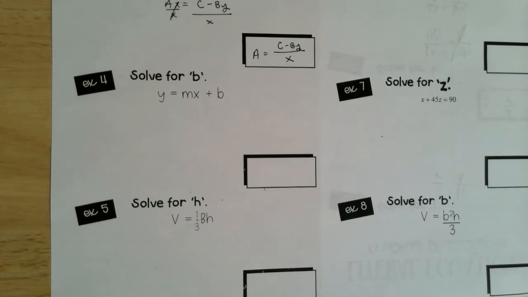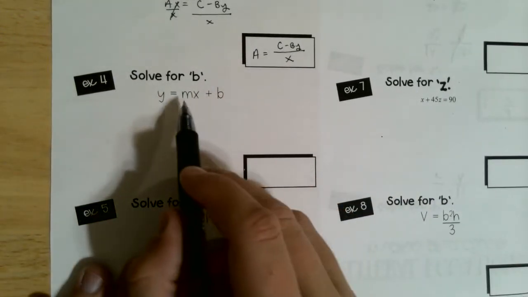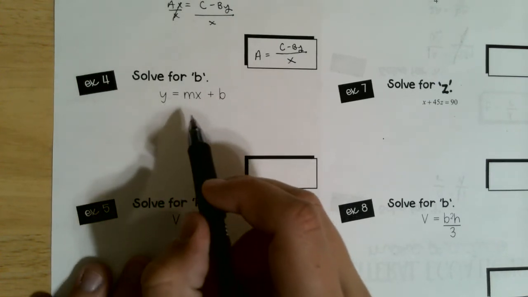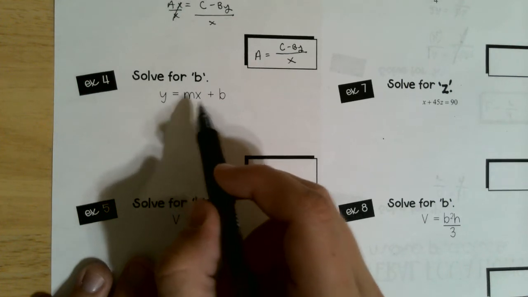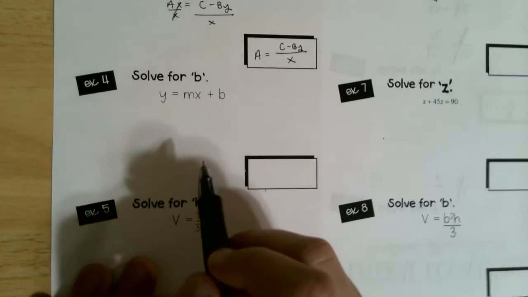So for this one will be a little bit easier for us because we don't have anything attached to the b. The only thing we have with the b is this m times x that is being added to it, okay? So we're not going to divide here. We know the m is multiplying x, but we're not trying to get the m or the x alone. We're trying to get the b alone.